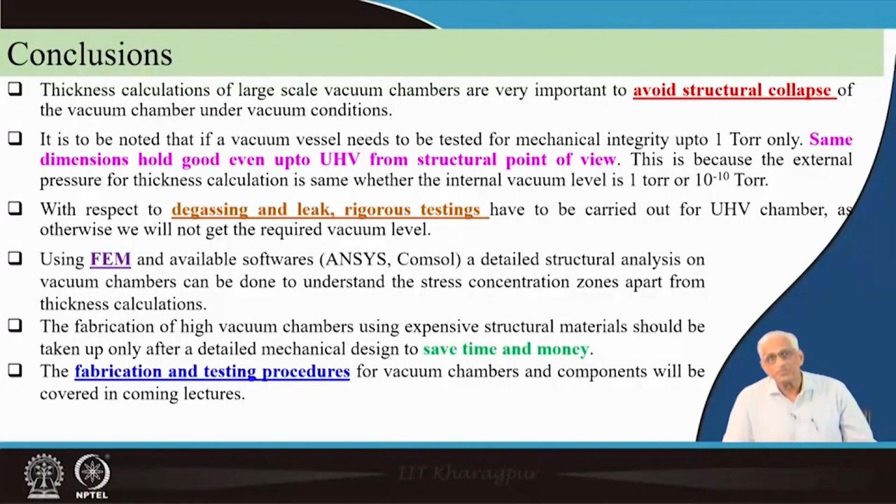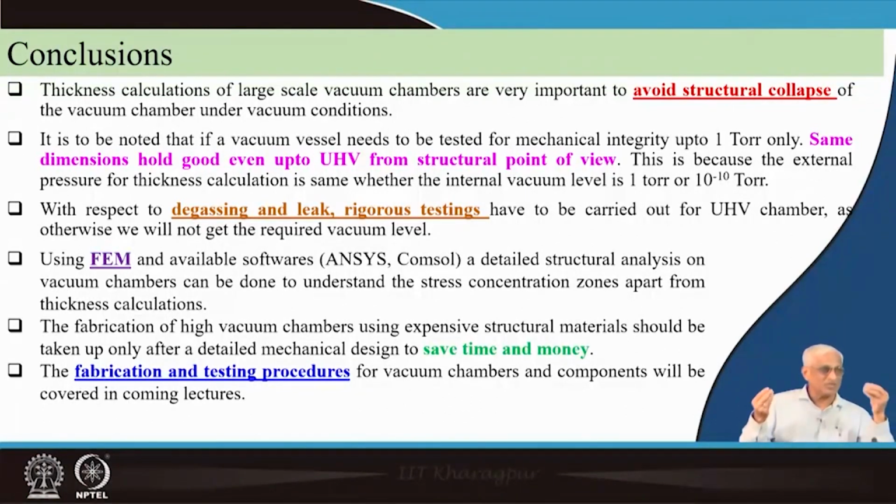So to conclude, thickness calculations play a very important role from the structural design point of view in vacuum chambers. And it is to be noted here, for testing purposes, if the chamber is tested up to 1 torr or 1 millibar, it will anyway withstand 10 power minus 10 millibar with respect to mechanical strength. Just because it withstands, it may not be an ultra high vacuum compatible chamber if it is dirty or not polished properly, and if it has got water inside, then you will get only 10 power minus 2 torr, even though structurally it is very good, even if it is leak tight.